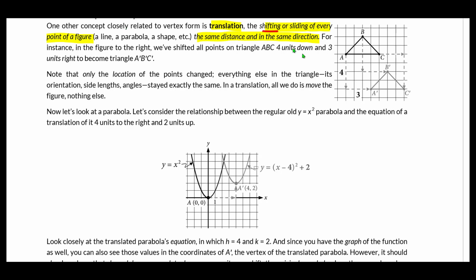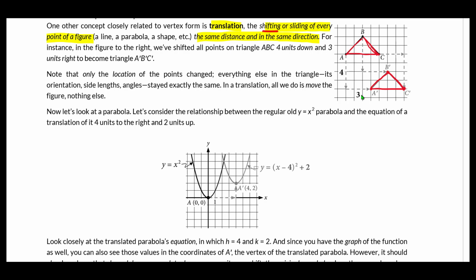We can see in this figure that we have taken triangle ABC, and we have shifted points A, B, and C, along with all of the points along the sides of this triangle, down 4 and to the right 3. We have ended up with the image of ABC, you might see that term, which is just the result of the translation, so A prime, B prime, C prime. That is what we would get if we shifted triangle ABC down 4 and to the right 3.